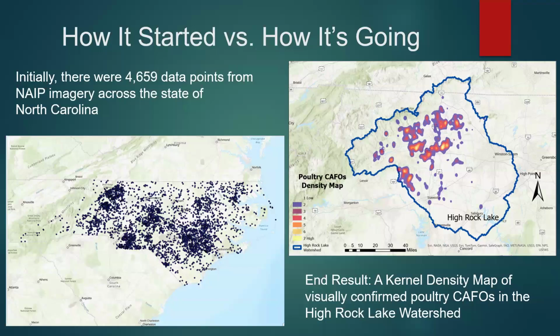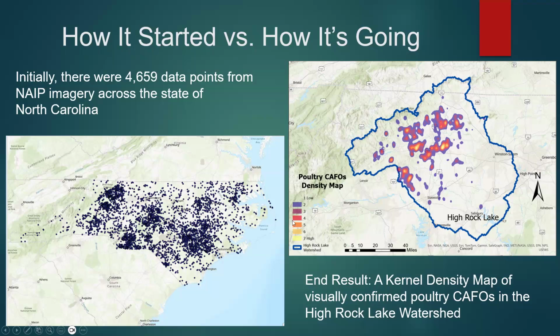These two maps of poultry CAFOs show the beginning and end result of this data analysis. Data was collected from the National Agriculture Imagery Program, NAIP, and it was run through a machine learning model. I used the data to create these maps in ArcGIS Pro. The map on the left contains 4,659 data points across the entire state of North Carolina. That's a pretty large data set.